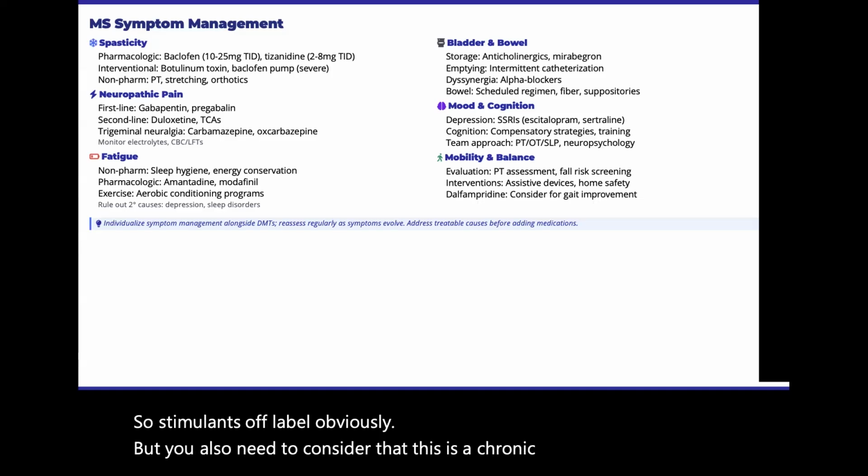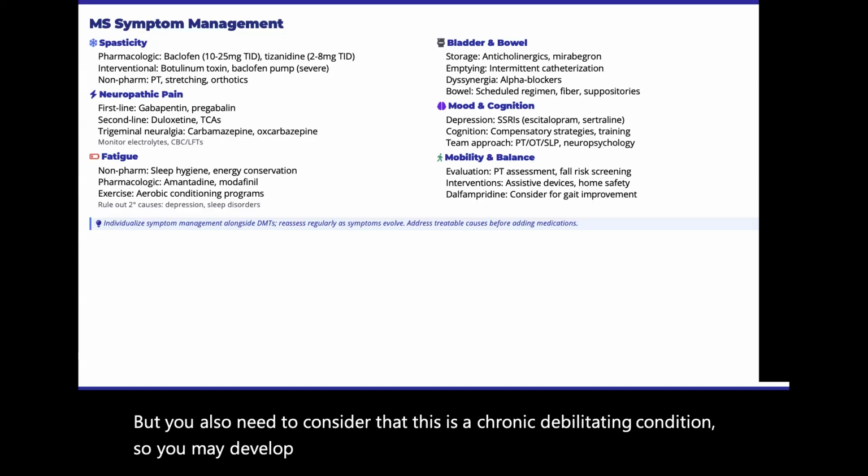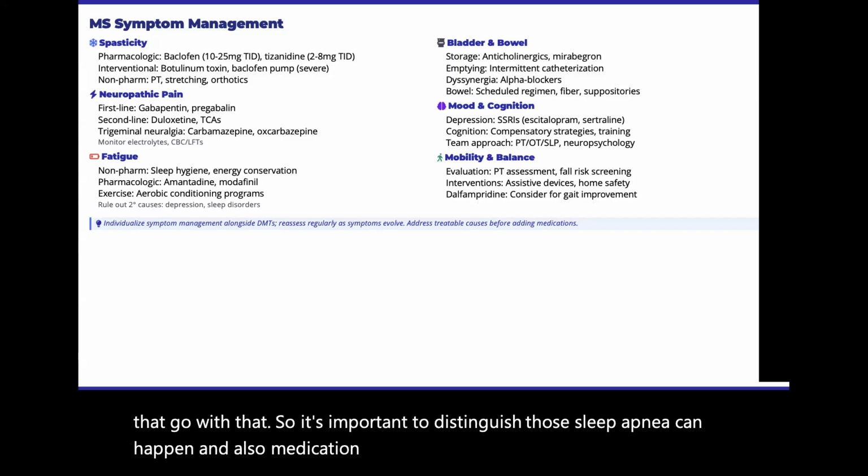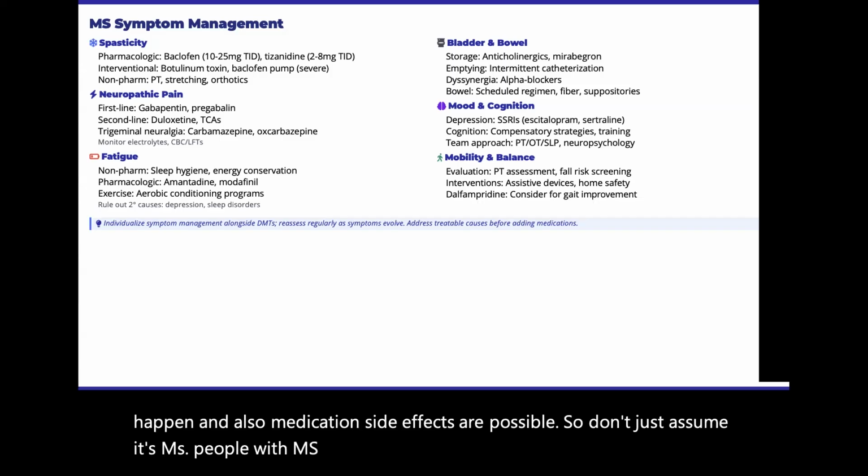But you also need to consider that this is a chronic debilitating condition, so you may develop comorbid depression and all the signs and symptoms that go with that. So it's important to distinguish those. Sleep apnea can happen, and also medication side effects are possible. So don't just assume it's MS. People with MS can develop depression as well.